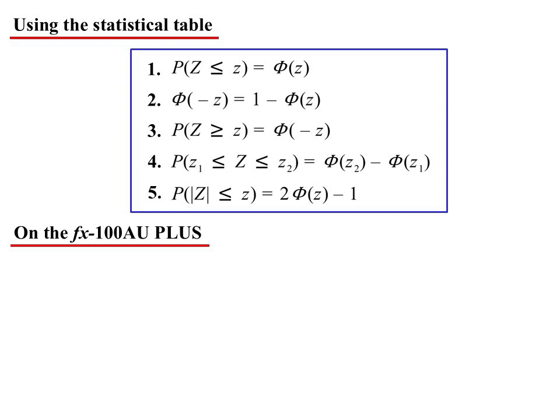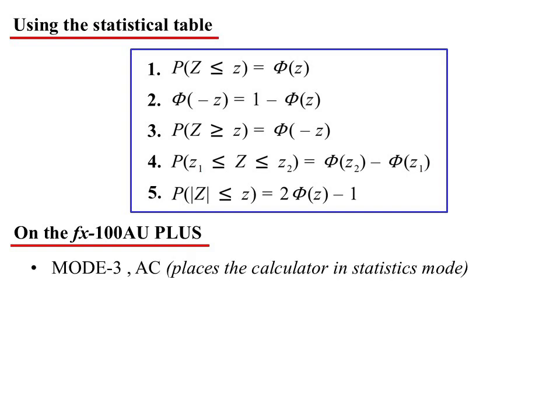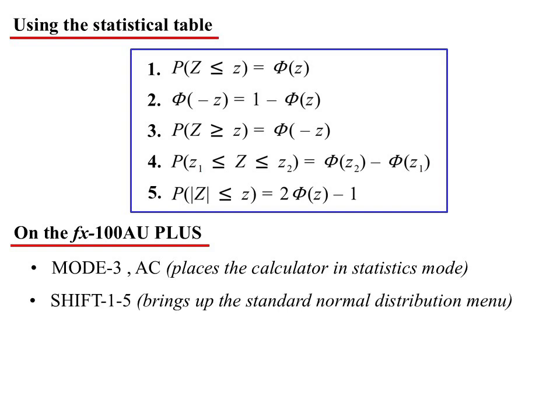Right, on your calculator, if you've got the 100 AU, who's still using a 100 AU? Anyone? Mode 3, well you should know that one, that puts it into statistics mode. Then when you go shift 1 5, that should bring up your standard normal distribution menu, and it's got 3 options, P, Q and R. That's what each of them are representing. P is phi z, so going from minus infinity up to, well they've used t here, up to t. Q is just going from the mean up to t, and R I guess is the opposite to P.